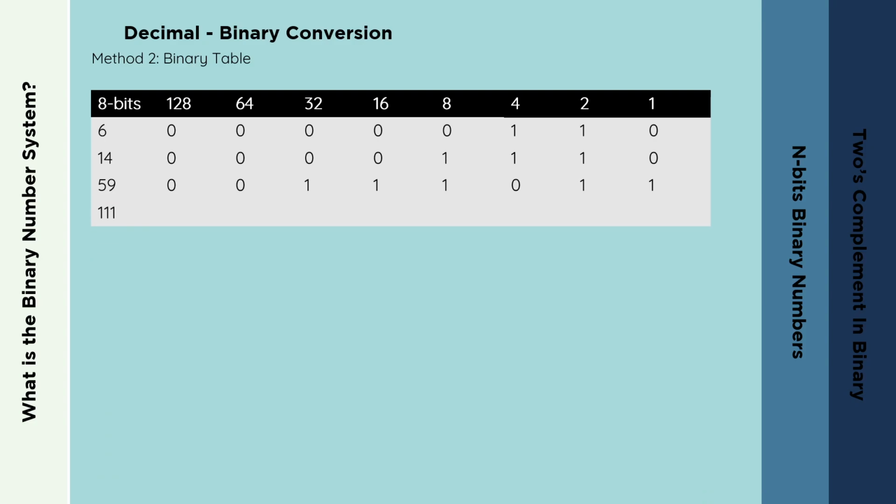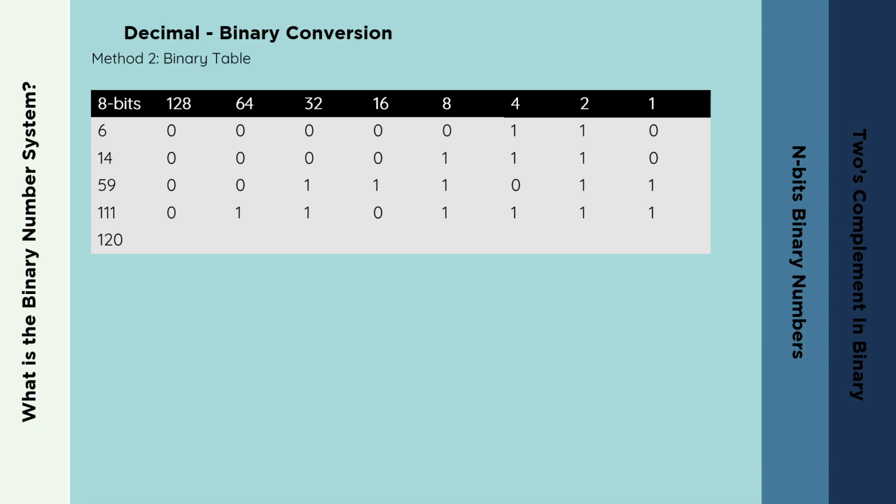The next example we have is 111. Now, this one gets a bit tricky. The only value that we know won't be used is 128. 64 is used, 32 is used, 16 is not used, 8 is used, 4 is used, 2 is used, and 1 is used. So the binary equivalent of 111 is 0, 1, 1, 0, 1, 1, 1, 1.